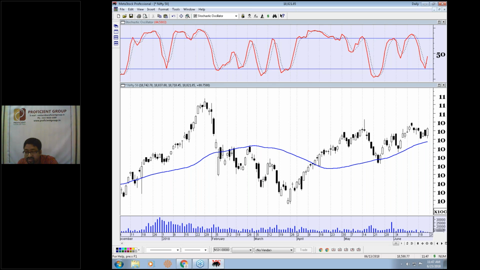And once Nifty closes above this level, so you can see from the chart, Nifty has not closed beyond this level for many days.